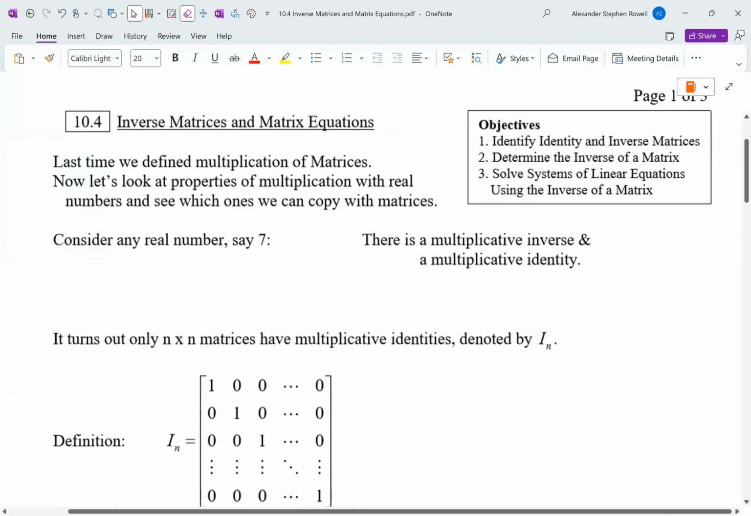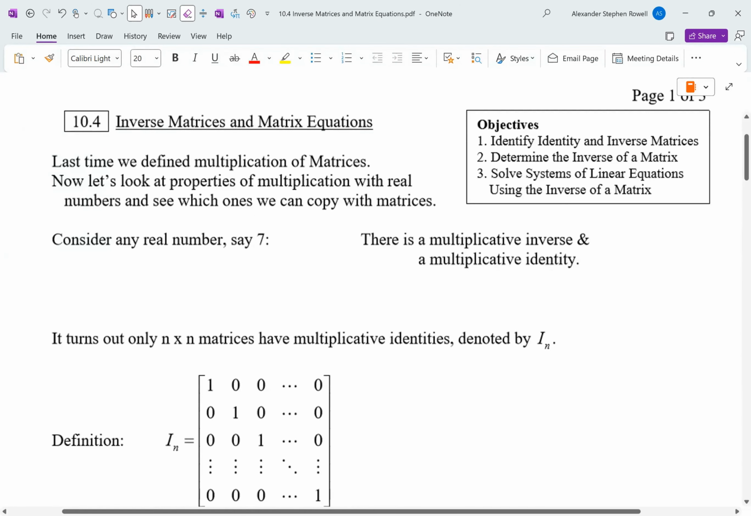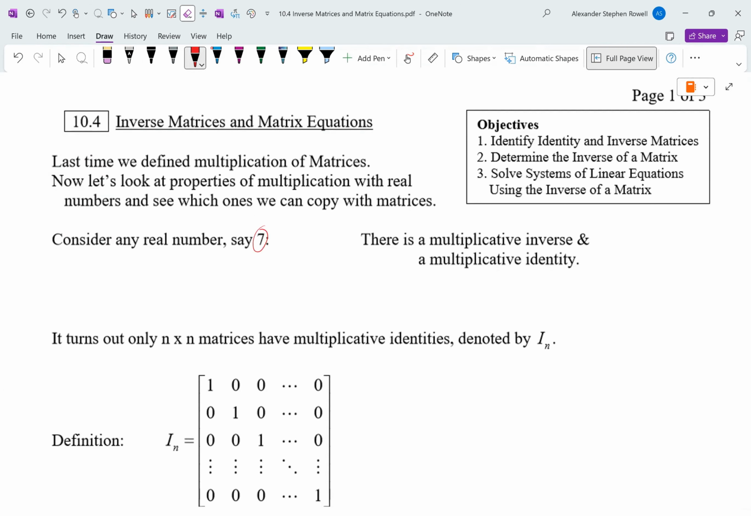Okay, 10.4, inverse matrices and matrix equations. Consider a real number like 7. Does anyone know what the multiplicative inverse of 7 is? Multiplicative inverse. So what do I multiply to get 1? 1/7 is called the multiplicative inverse.